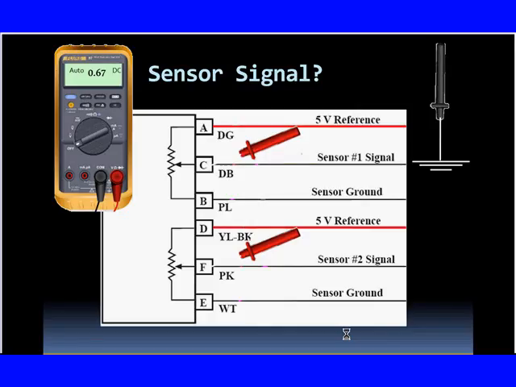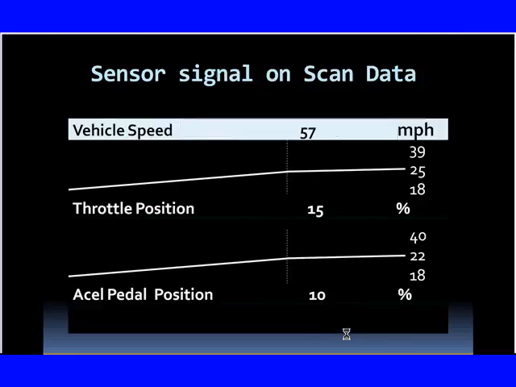And here we go and measure our voltage. Here is a signal voltage, 0.67 volts. Is that normal? Could be. Depends on what the specification is. Try to find a manufacturer specific specification for normal signal, foot off the pedal. Here is a signal on our scan tool. We go up, they both look like they go up together. Our throttle and our accelerator pedal follow the same path.